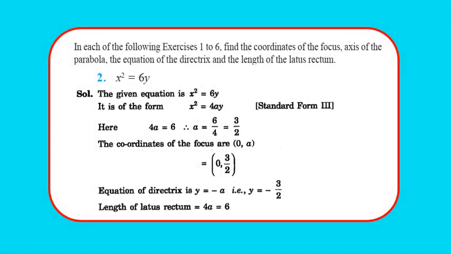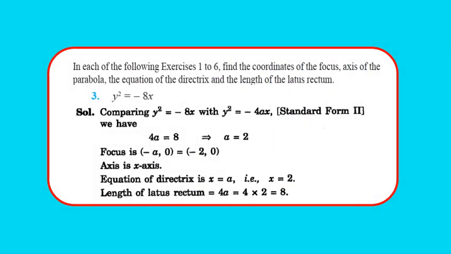Next we have question 2. x square equals 6y. So we have to again find the focus, axis of the parabola, equation of the directrix, and the length of the latus rectum. Here the given equation is x square equals 6y. Comparing with the standard form x square equals 4ay, we have 4a equal to 6, or a is equal to 6 by 4, that is 3 by 2. So the coordinate of the focus is (0, a), so it is (0, 3/2). And the equation of the directrix is y equals minus a, that is y equals minus 3 by 2. And the length of the latus rectum is 4a. So putting the value of a, we get 4a equals 6. Clear? So pause and note down the solution.